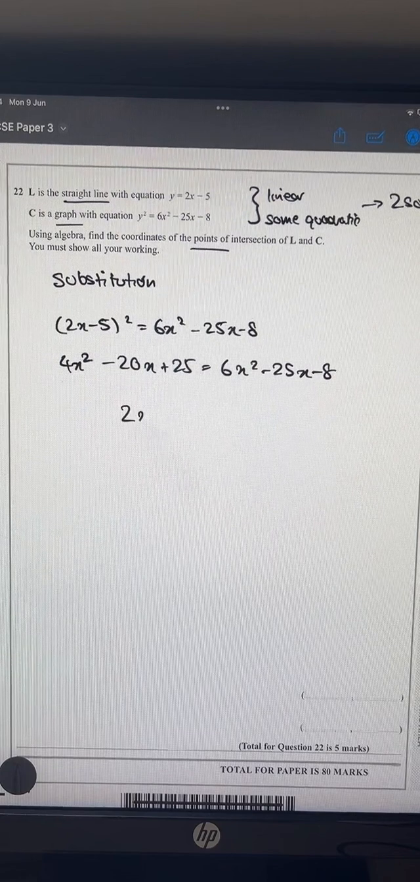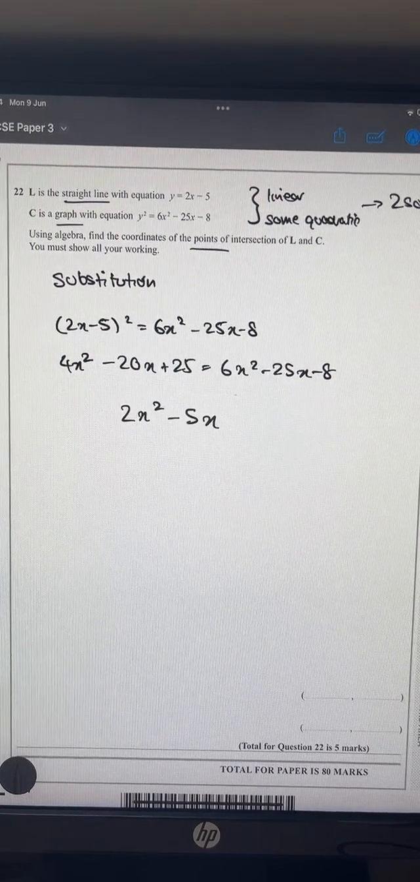So I get 2x squared, bring that over, add 20x minus 5x, and then I'd have minus 8 minus 25, minus 33, and that's going to be equal to 0. Like I just brought the 0 from there to there. Just swap the sides, yeah? Now I can solve this, right?